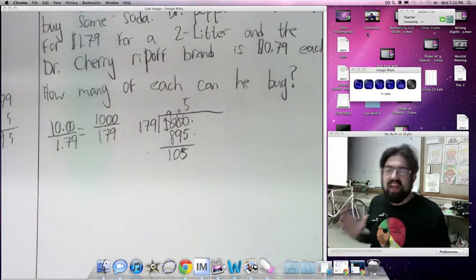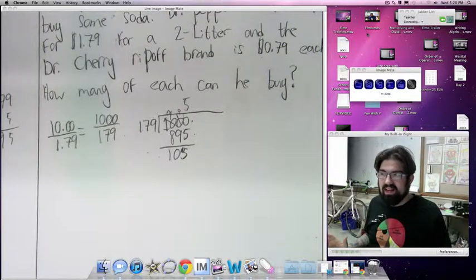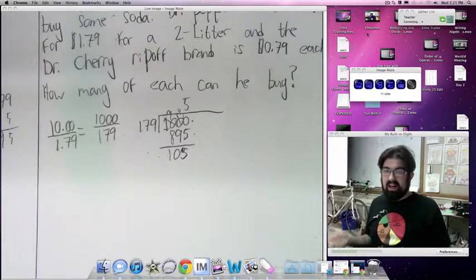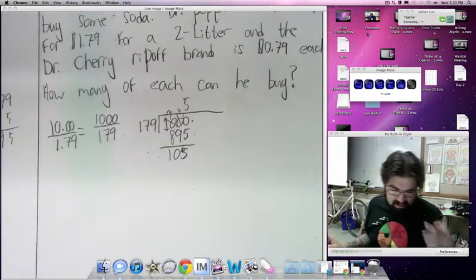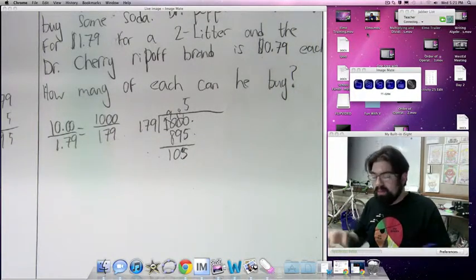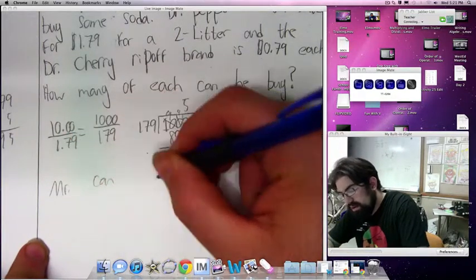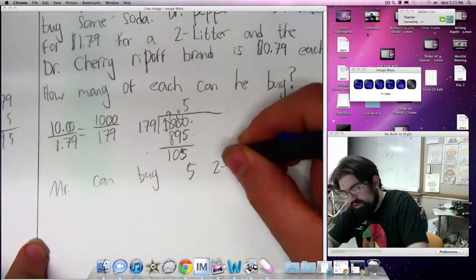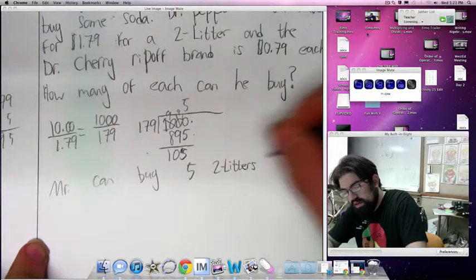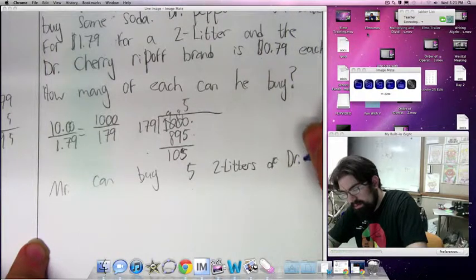But think about what I just asked. How many of each can he buy? How many can I buy for 10 bucks? Well, I can't buy 5 point something of a 2 liter. I can buy 5 or I can buy 6. I don't have enough money for 6, so I guess I'm buying 5. So I can buy 5 2 liters of Dr. Pepper.